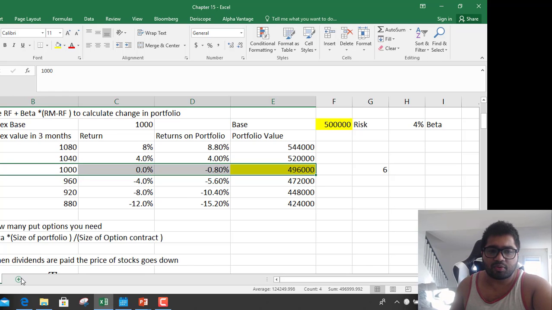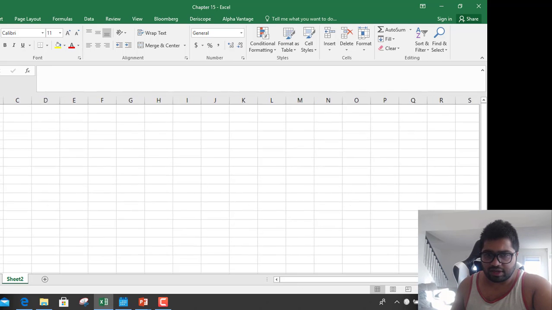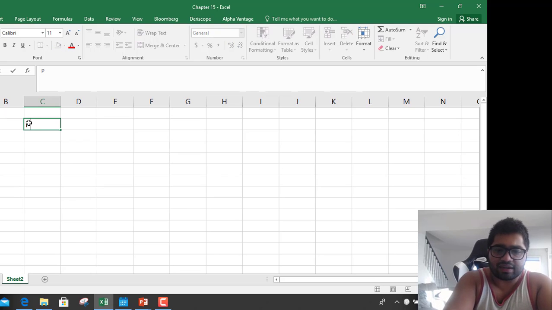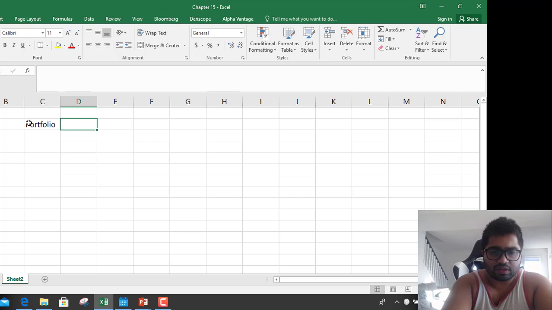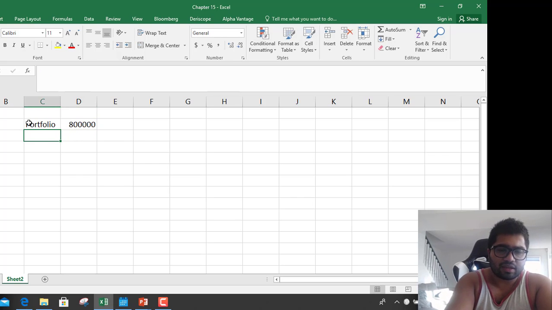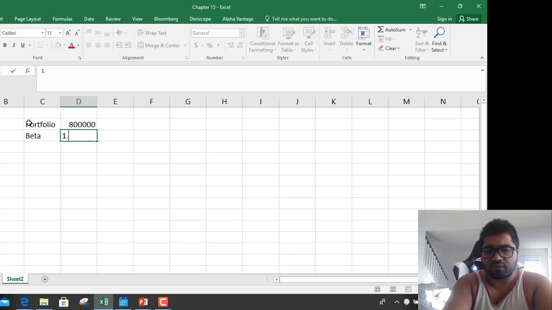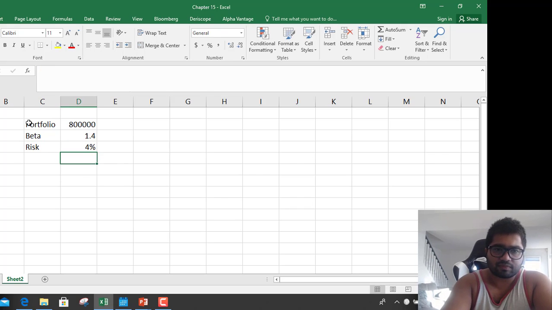Okay, so let's do one more problem. Let's say you are handling a portfolio of 800,000. That portfolio has a beta of 1.4. The risk-free rate is given as 4%.